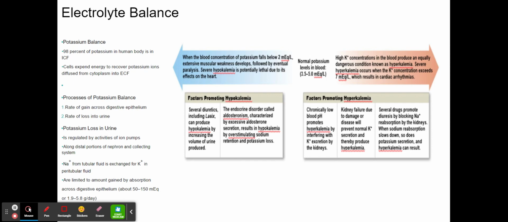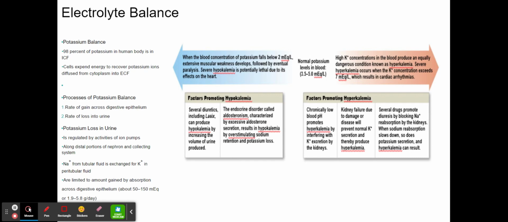Potassium loss in urine is regulated by controlling the activities of ion pumps along the distal portion of the nephron and the collecting system. Whenever a sodium ion is reabsorbed from the tubular fluid, it generally is exchanged for a cation, typically potassium, from the peritubular fluid. Urinary potassium losses are usually limited to the amount gained by absorption across the digestive epithelium, typically 50 to 100 milliequivalents per day. Potassium losses in feces and perspiration are negligible.